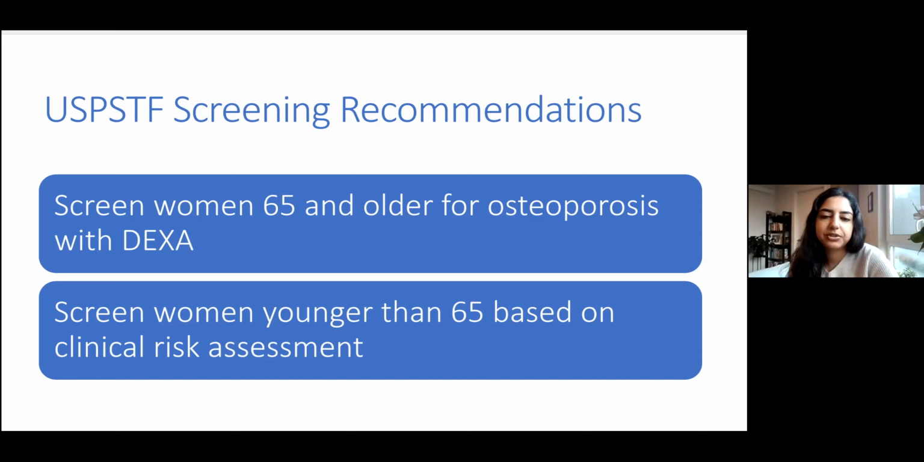The USPSTF also recommends screening women younger than 65 based on their clinical risk assessment. For us functionally, that clinical risk assessment is the FRAX, which we'll talk about in a little bit. Notice that the USPSTF does not provide any recommendations for screening men. So there's no consensus about how we should be screening men for osteoporosis. In geriatric practice, a lot of geriatricians will just go based on FRAX, or just age, like anyone above the age of 75 is reasonable to screen if they have a low BMI and that sort of thing.